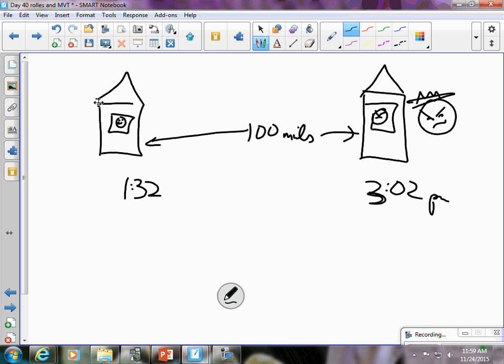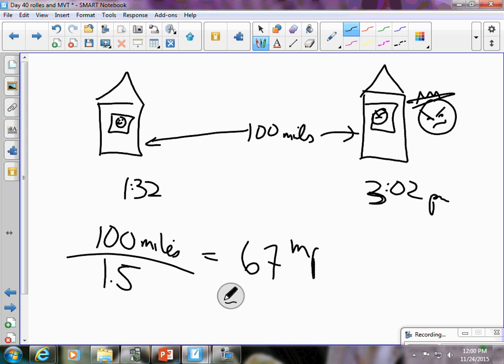If you travel 100 miles and you start out at 1:32, you're going to take the change in position, so 100 miles. I want it to be miles per hour, not miles per minute. So the time is 1.5 hours. If you divide 100 by 3 halves, it's like multiplying by 2/3. It's 67 miles per hour.